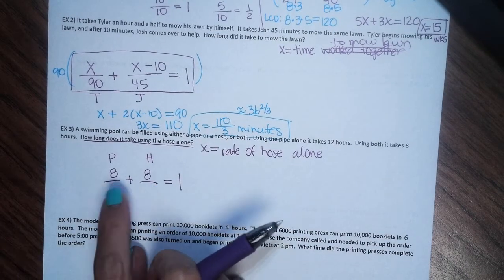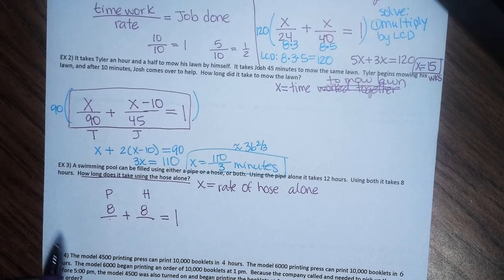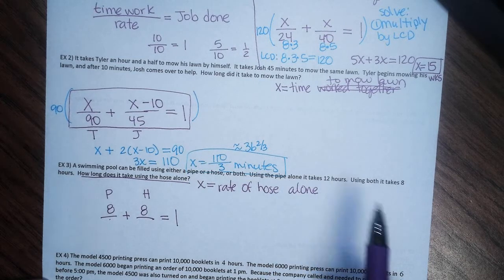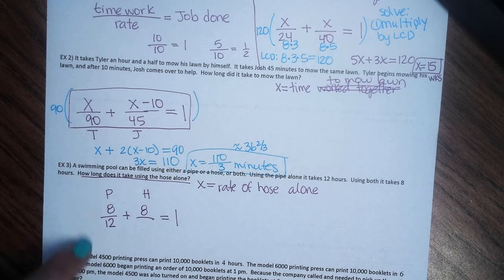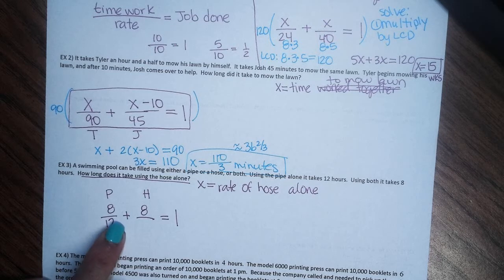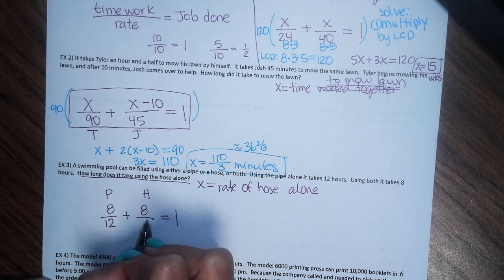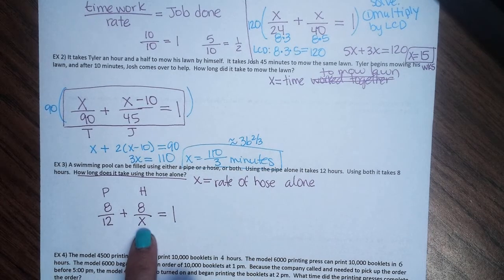On the denominator, you want to put the rate of each item. For the pipe alone, its rate is that it can fill the pool in 12 hours. So that would be its rate right here. So the pipe is going to fill 8/12 of the pool. Plus, now you're looking for how long it's going to take the hose to fill the pool. So that's what your X is. We don't know what that is, and that's what you're solving for now.